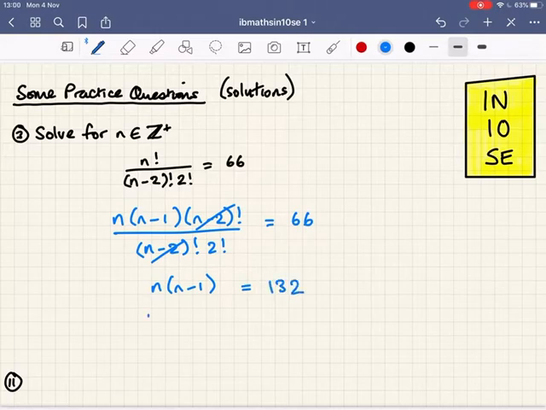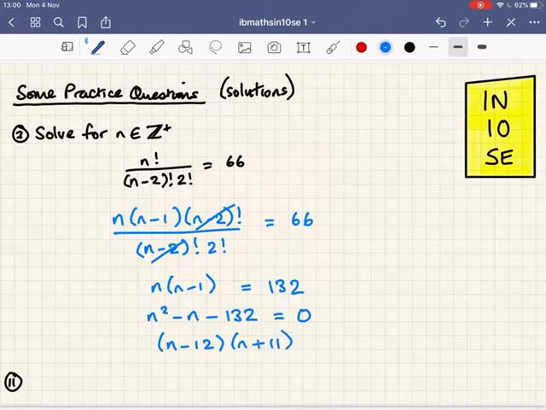And then I've got a nice quadratic, n squared minus n. Bring the 132 over. Minus 132 equals 0. And let's see if I can find the factors. That looks like n minus 12 times n plus 11. Again, if you don't see those numbers, use the quadratic formula to find your solutions. And we end up with n equals 12 or negative 11. But of course, the question asked us for a positive integer result, so that means n must equal 12.